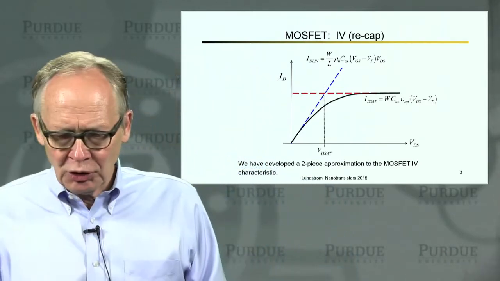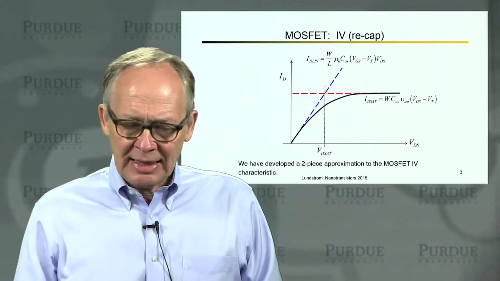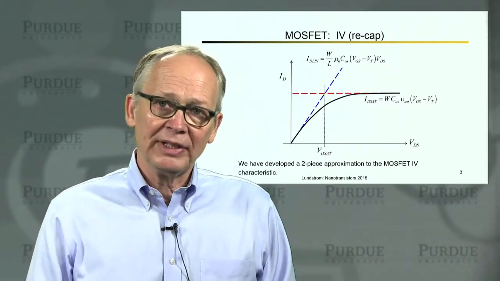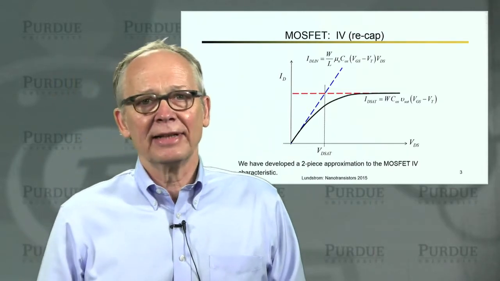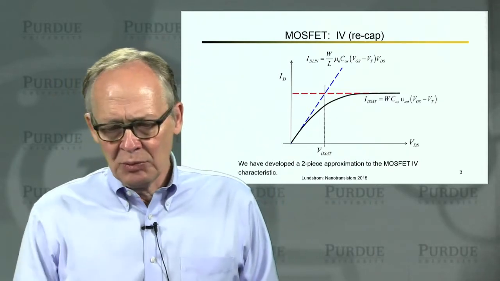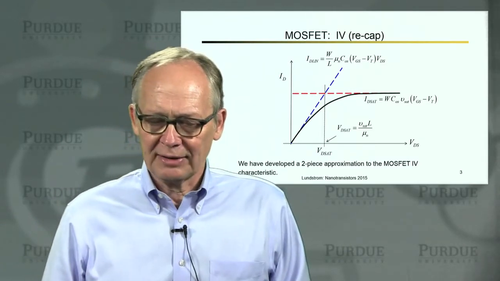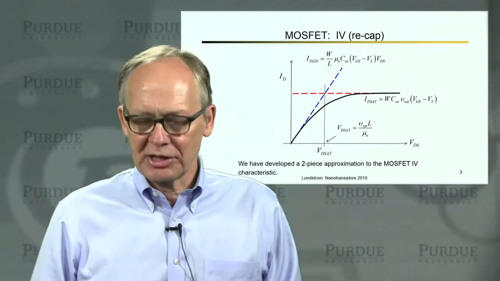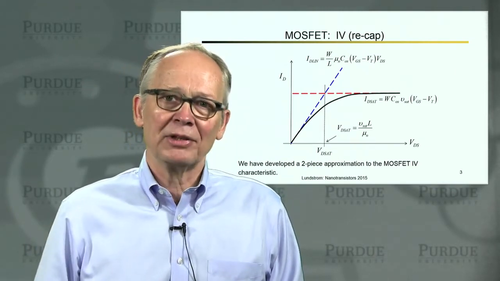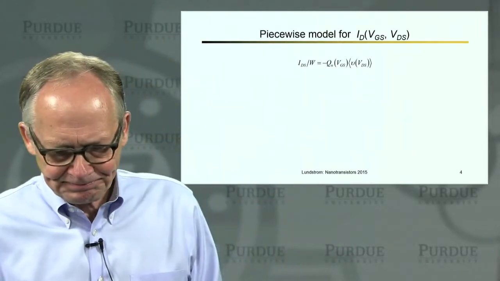Now, first of all, we'll note that there is a critical voltage, VD-SAT. If the drain-to-source voltage is below VD-SAT, we're in the linear region. If the drain-to-source voltage is higher than that, we're in the saturated region. We simply equate those two currents. Where the two currents are equal, that defines VD-SAT, and we get a simple expression for the drain saturation voltage in terms of these parameters like the saturation velocity, channel length, and mobility.